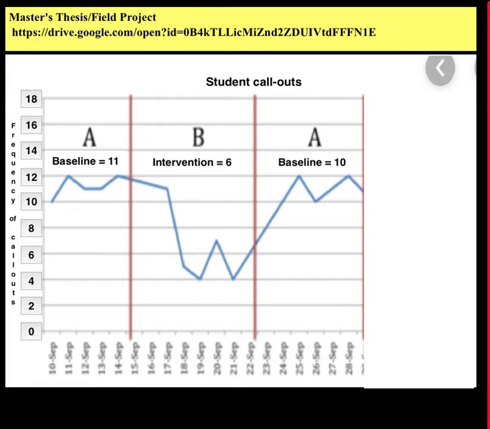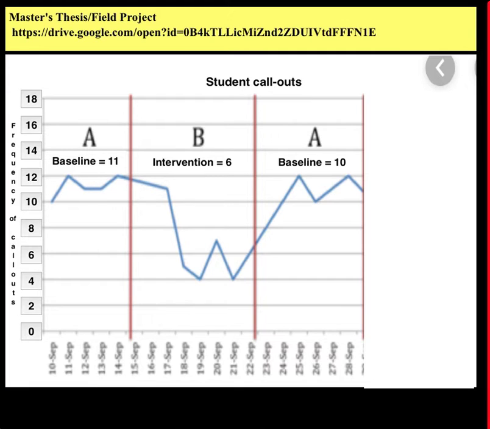So the data has moved in a contra-therapeutic direction now. It went back up and you're headed back to where you started. So finally, you go back to the intervention condition where you reintroduce the differential reinforcement of incompatible behavior.